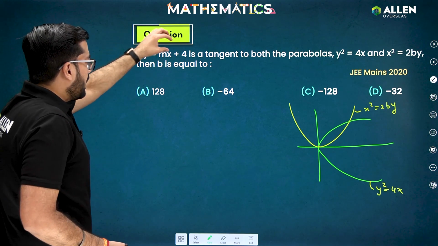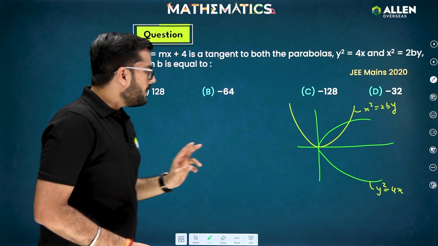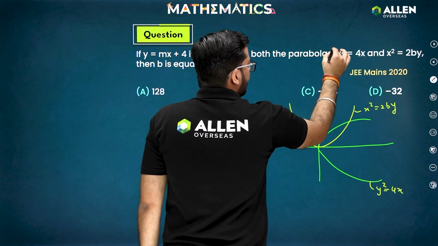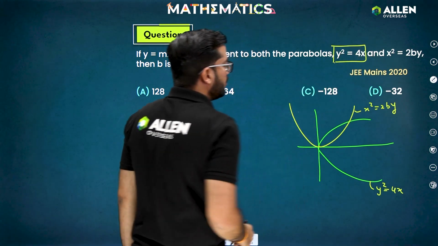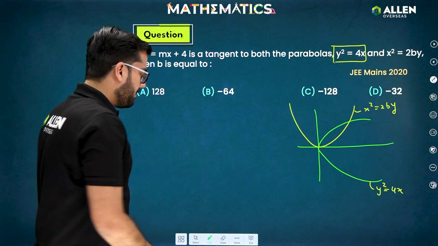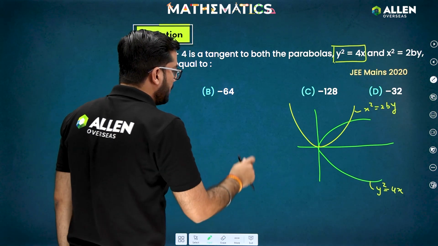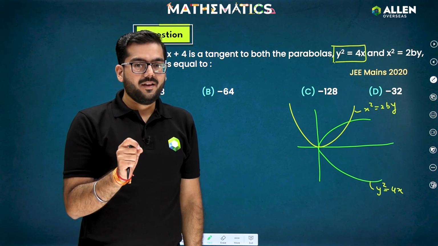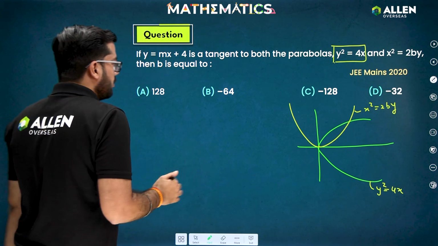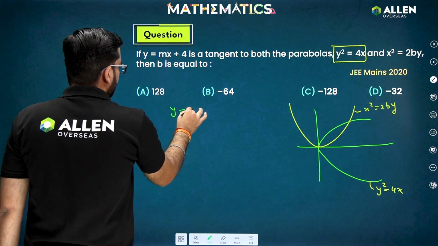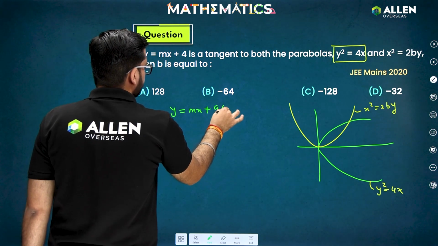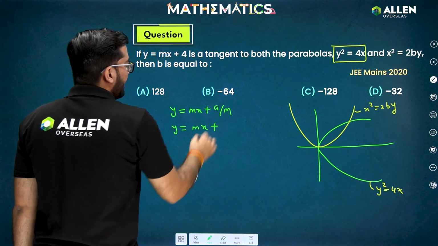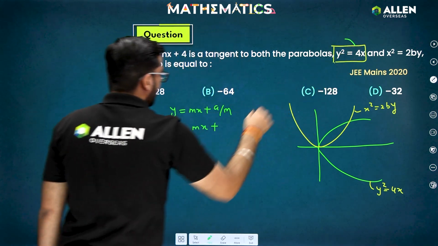So here, come to the point, y is equal to mx plus 4 is a tangent for both the parabolas. So first of all I would like to pick y is equal to mx plus 4, and actually the equation of tangent for y square is equal to 4x we can make simple. The concept we already have learned, we don't have any point of contact, so I am going to apply my slope form here. The slope form says y is equal to mx plus a upon m. Now y is equal to mx plus the value of a from this parabola you can pick, which is equal to 1.